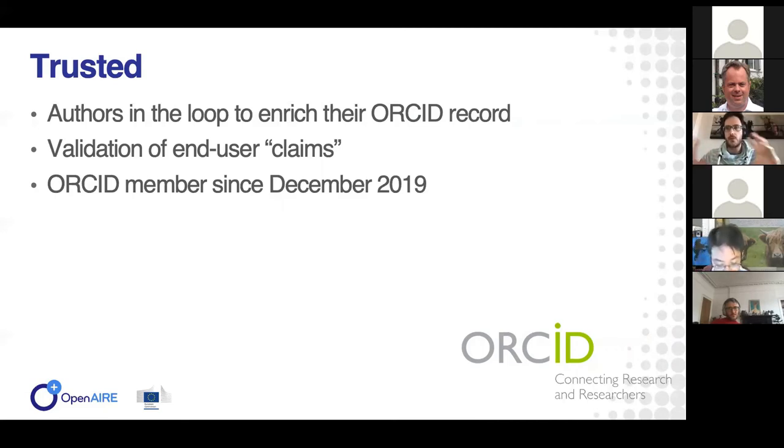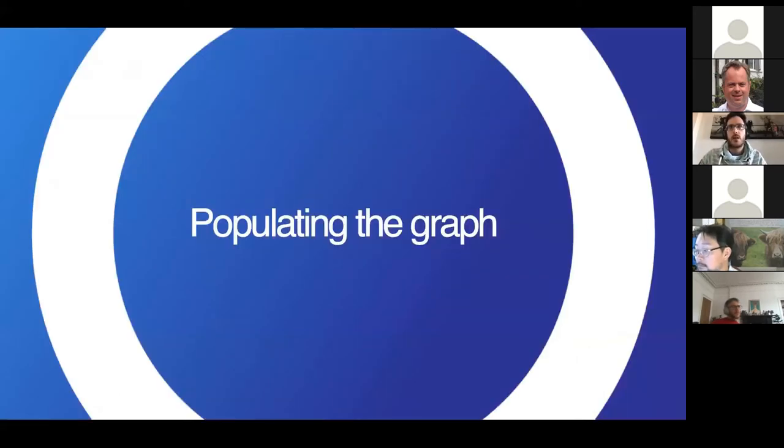So to generate claims automatically in OpenAIRE from your ORCID profile. So in order to have, so to say, the ground truth, a golden standard of claims that comes straight from ORCID and cannot possibly be mistaken. So, populating the graph.